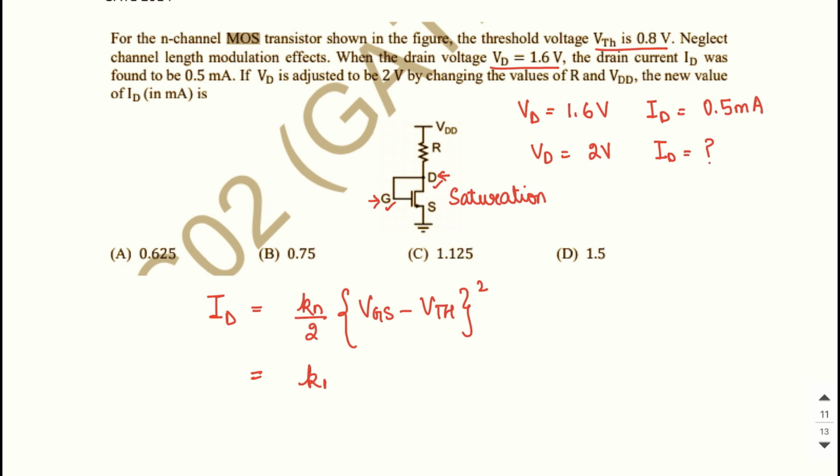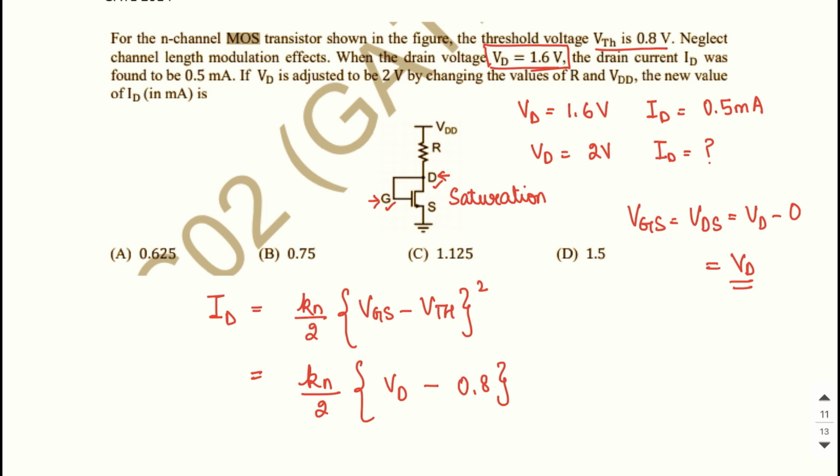So we have this, and the source is at zero potential, so this gate voltage is equal to the drain to source, which is VD minus 0. So this is actually equal to VD, and in the question you are given the drain voltage itself. So hence this is VD minus VTH, which is 0.8, whole square.